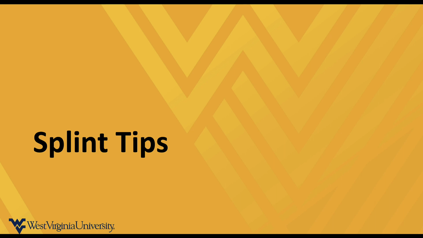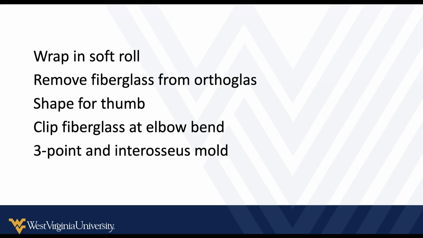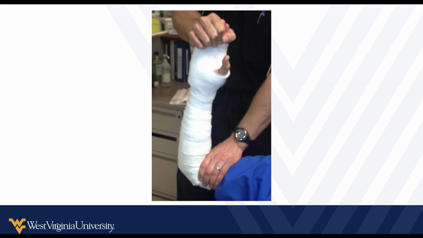Now, a few little tips about this splint. If you haven't done these a bunch, all these little tiny things that really aren't that big of a deal seem a little intimidating, so I'd like to go over them real quickly. What I like to do is wrap them generously in soft roll from their MCPs to their distal humerus, and then I'm going to show you a few little tips. Pretty much every emergency department on earth has those stacks of ortho glass everywhere, so I'll show you what I like to do with that.